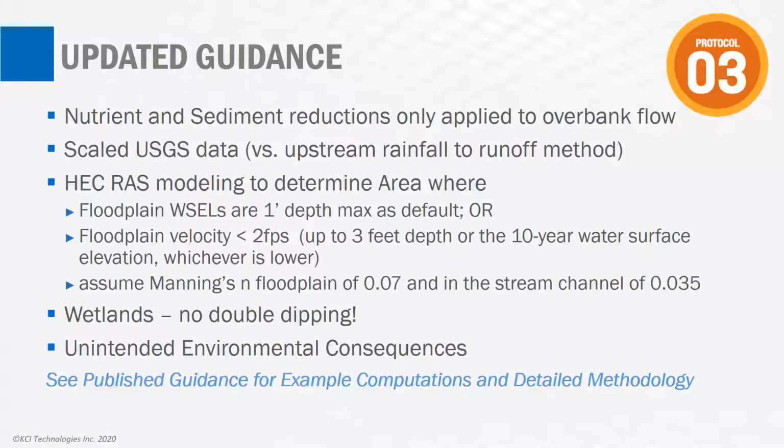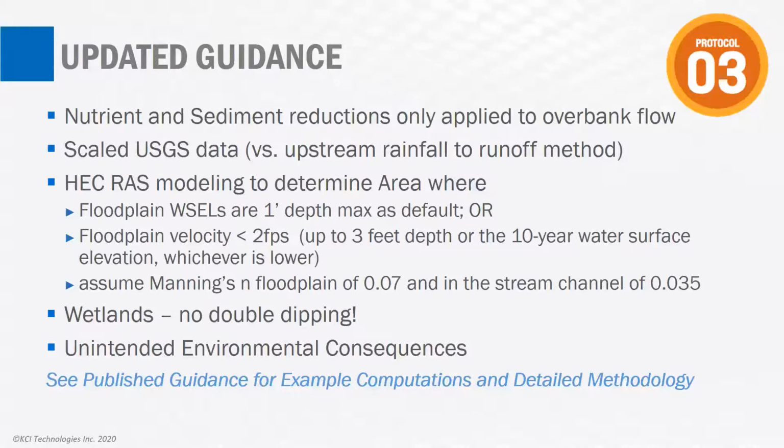HEC-RAS modeling is used for this protocol to determine the area where the floodplain water surface elevations are less than 1 foot maximum depth, or the guidance also allows for this area to be computed based on the floodplain velocities, where the velocities are less than 2 feet per second, up to a 3 foot water depth, or the 10-year water surface elevation, whichever is lower. The guidance also specifies that a Manning's roughness coefficient in the floodplain of 0.07 and in the stream channel of 0.035 should be used.